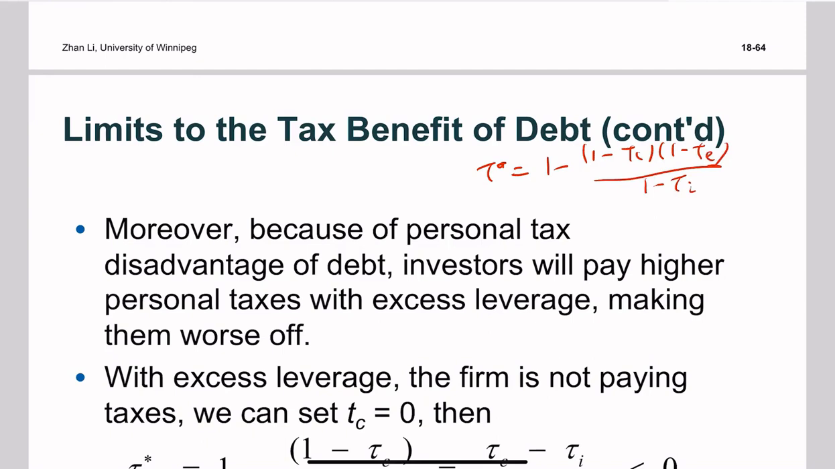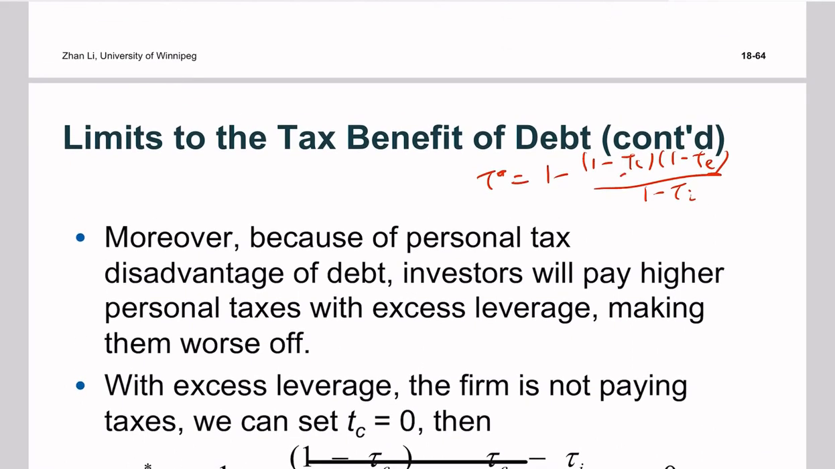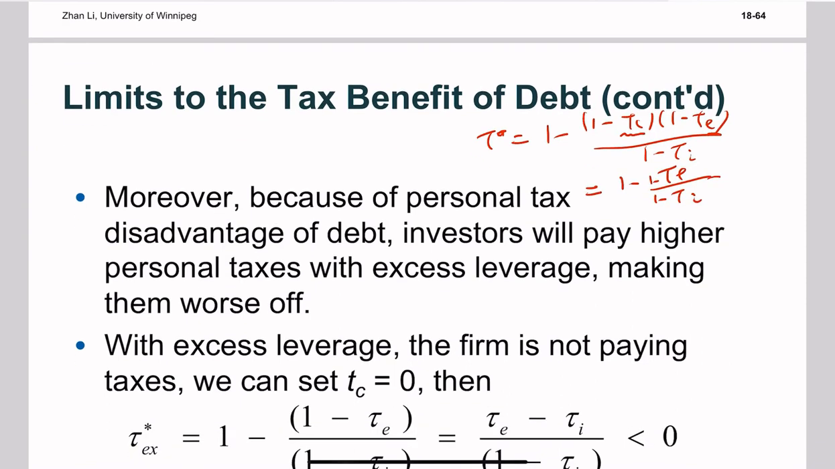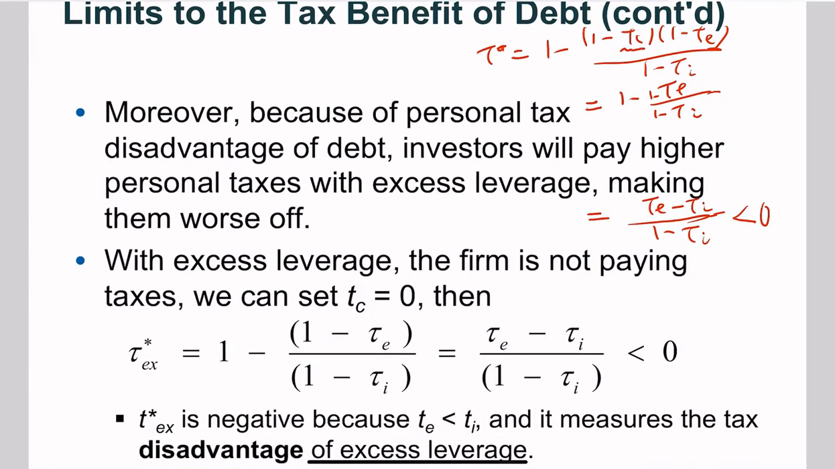Now, if the firm is using excess leverage, this basically means the corporate tax rate is 0, right? Because the firm does not need to pay corporate taxes. So in this case, we get the following formula. Then this equals 1 minus TI and TE minus TI. And importantly, we know generally the tax rate on equity income is smaller compared with the tax rate on interest income. So this number would be smaller than 0.